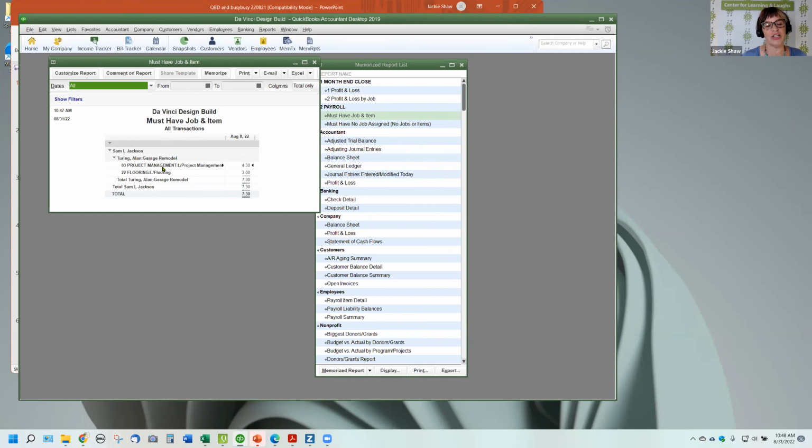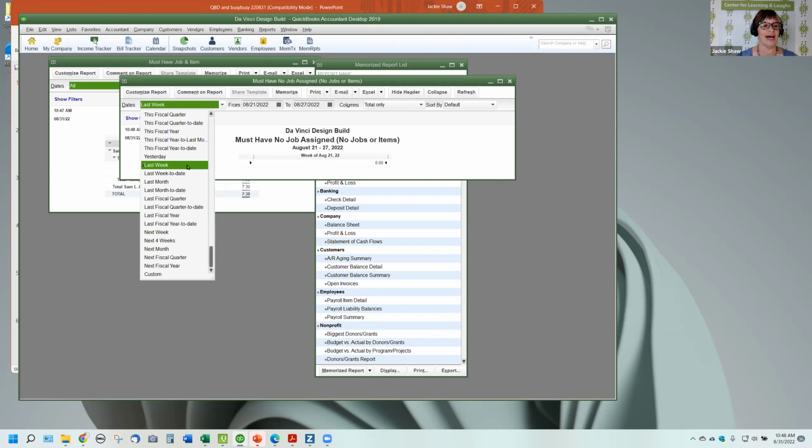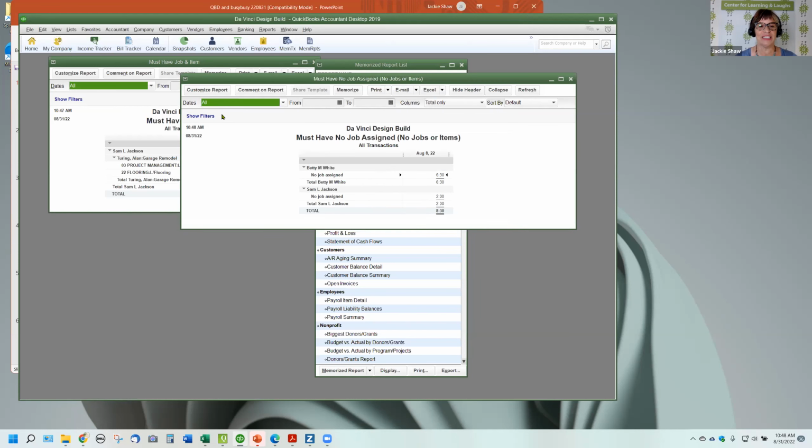This ensures that you're not going to add anything that's got a payroll item that says I'm direct COGS that's missing either the job or the item. That's what these reports do. The next report I've created for you is one that's called must have no job, no item. And that's what this one looks like.